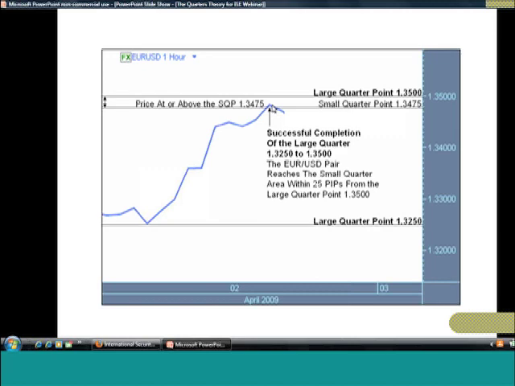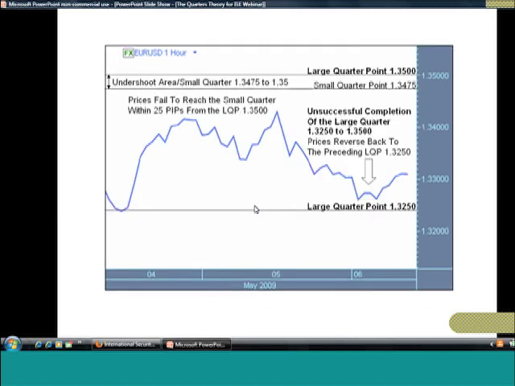We have prices entering that small quarter of 25 pips between 1.3475 and 1.35. Close enough for us to consider. Notice they do not reach the actual large quarter point at 1.35, but they do reach a number, enter that small quarter within the targeted large quarter point. That's close enough for us to consider the large quarter as successfully completed.